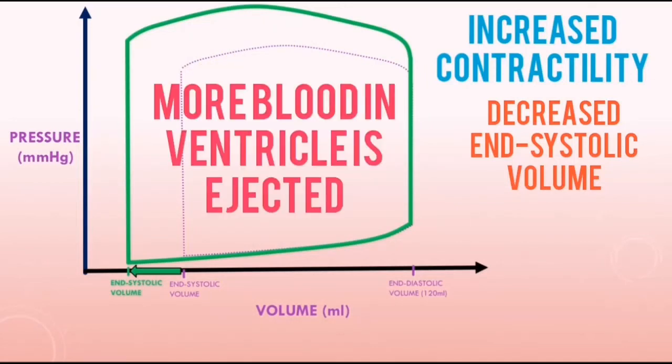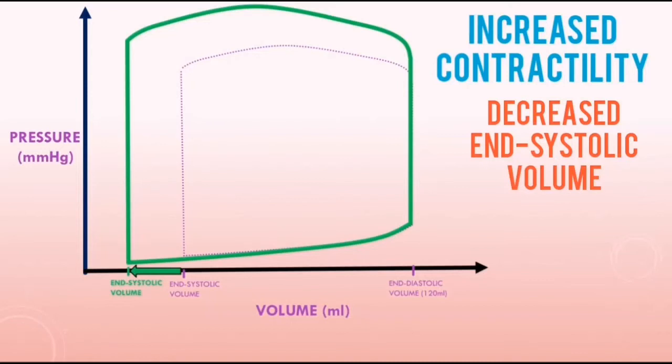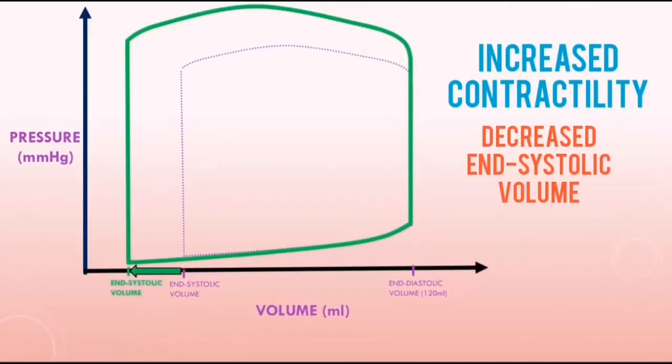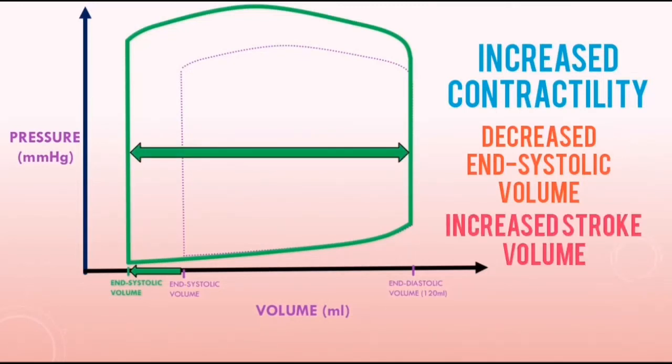This means that more of the blood in the ventricles will be ejected out during a cardiac cycle, so the heart has a higher ejection fraction. The difference between the end-diastolic volume and the end-systolic volume has also increased. This means that the stroke volume will also increase.